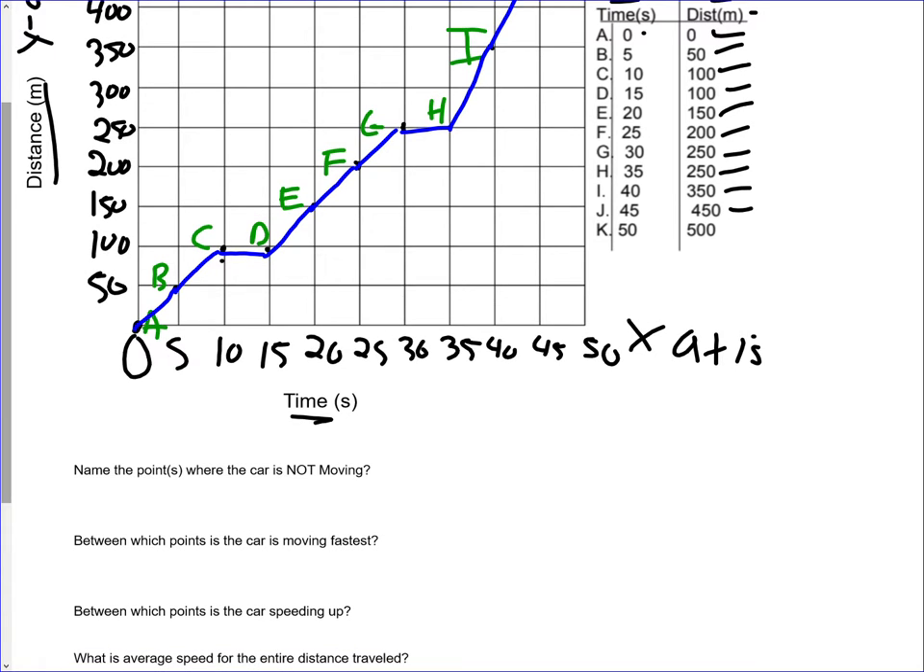So for our first one, there's 2 points, right? From C to D, okay? And from G to H, okay? So those are the 2 points where it's not moving, okay? Our next one is asking between which points is the car moving the fastest, okay?